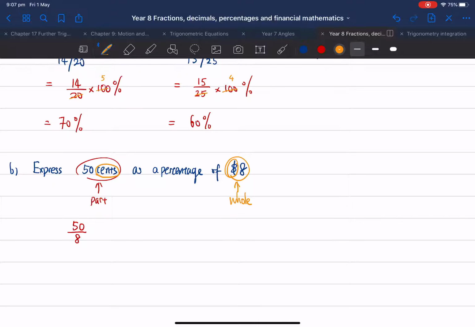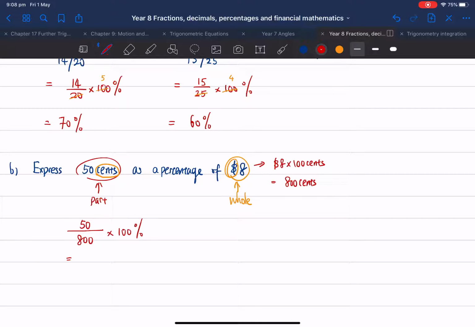All right, so what we need to do is we need to change the unit. It doesn't matter which unit you want to leave. You can change the unit to cent, or you can just change the cent to dollar. All right, again, it's up to you. How about we just change everything to cents? So 50 cents over $8, and we know $8 is 8 times by 100 cents. Because each dollar is equal to 100 cents, so that becomes 800 cents. So that becomes 50 over 800, and we multiply this number by 100%.